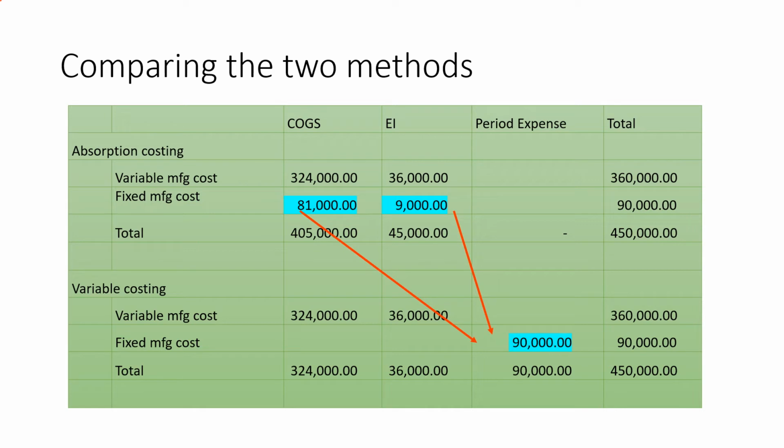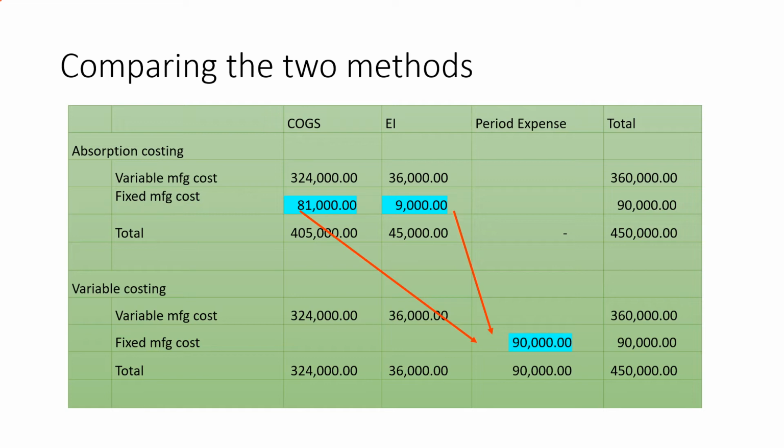Ngayon, tingnan natin ang variable costing. With regards to variable costing, walang pinagkaiba on how variable costing treated variable manufacturing cost. It is exactly the same on how absorption costing treated variable manufacturing cost. You have 324 recognized as cost of goods sold, and you have 36,000 na nasa ending inventory. Saan sila magkaiba ngayon? On how variable costing treated your fixed manufacturing cost.